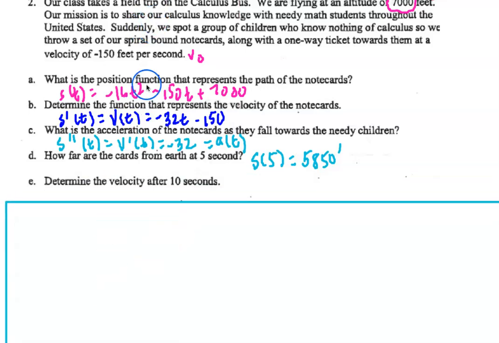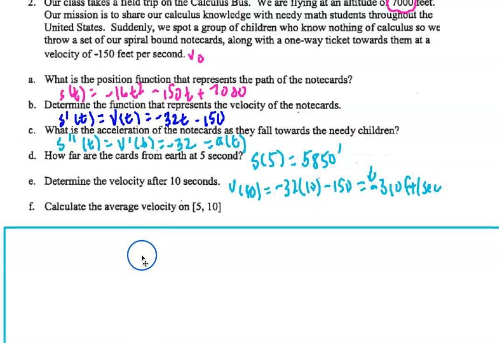Determine the velocity after 10 seconds. That would be v of 10, which would be 10 seconds substituted into the velocity function. That would give me negative 310 feet per second. That means that the note cards are still moving downward because we have a negative rate, and they're moving at 310 feet per second.